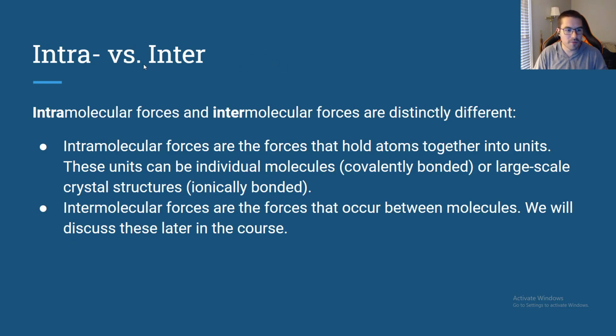As promised, here's the first little thing we're going to get out of the way. Topic 2.2 is on intramolecular force. Intramolecular forces and intermolecular forces are distinctly different. Intramolecular forces are chemical bonds. They are the forces that hold atoms together into units, like individual molecules with covalent bonds, or with large-scale crystal structures, which are ionically bonded.